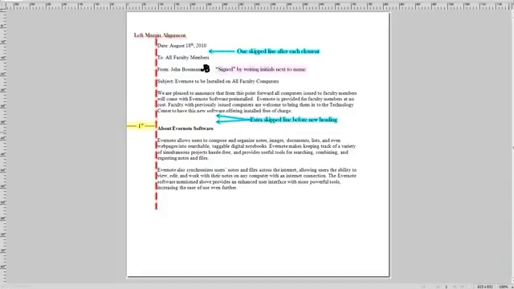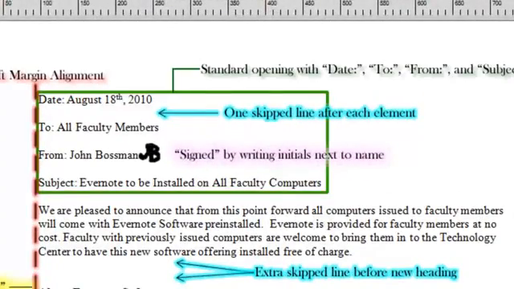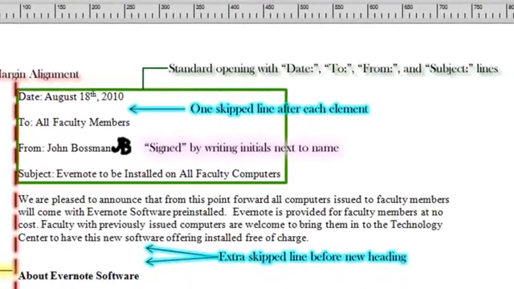Next, we're going to take a look at some of our components. First up, we have our opening. This is a very conventional opening, and I really encourage you to get used to this exact structure for your openings. Date line first, to line second, from line third, subject line fourth. Really, this is how most businesses do it. And you'll see a lot of little variations in memo structure within different businesses and organizations. But for the most part, they're going to have something very similar to this.